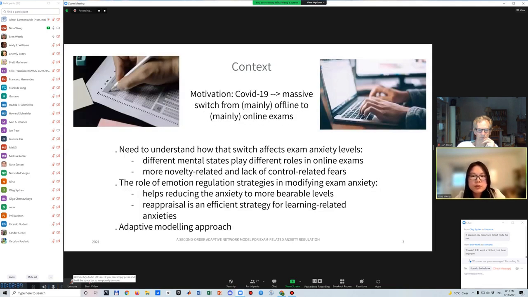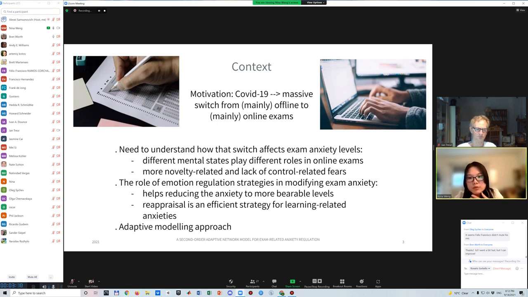So now let me tell you a bit more about the context and motivation of our work. Our starting point was noticing how the exam anxiety process changed recently due to the switch from the offline examination mode to mainly the online exams. And why we argue they changed is because there are new mental states that now contribute to the anxiety. For example, students might worry about potential network problems or technical issues with the examination system.